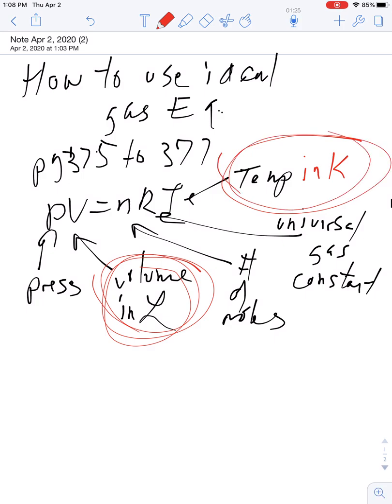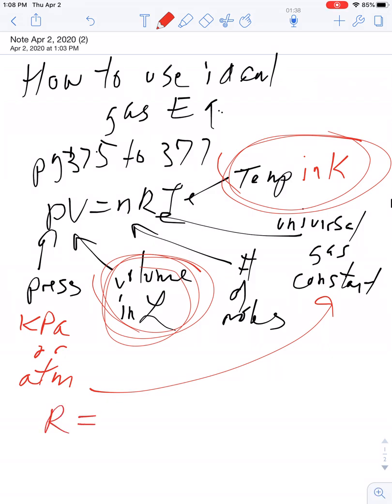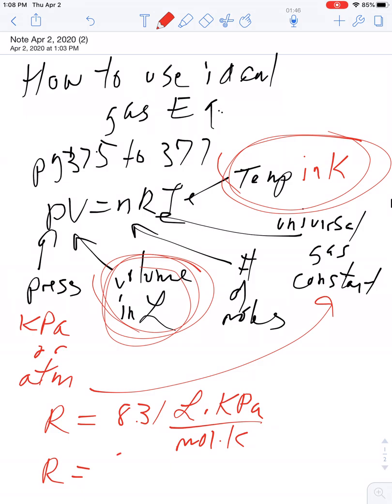Your pressure can be in any units, either kPa or atmospheres. You just have to make sure that it matches up with your universal gas constant, because R can be two values. Use 8.31 if your pressure is in kPa. You use 0.0821 if your units are in atmospheres.